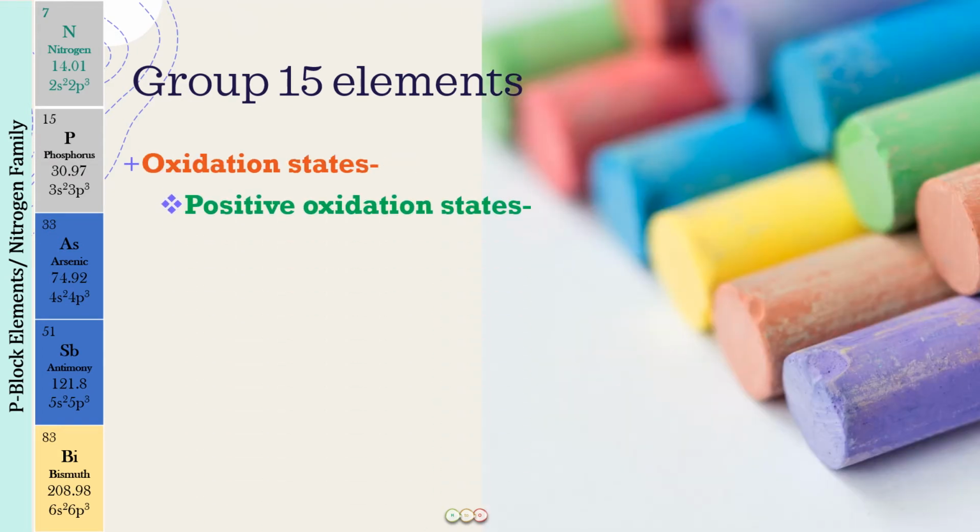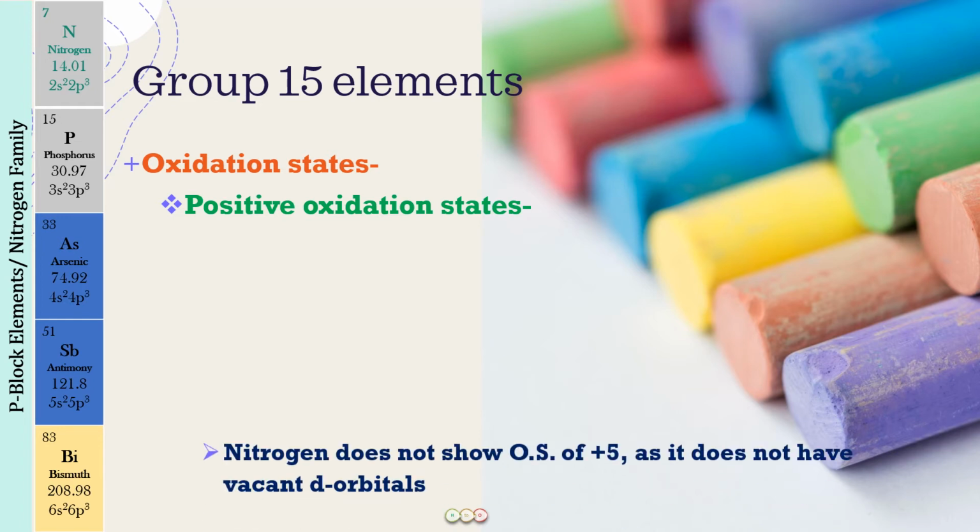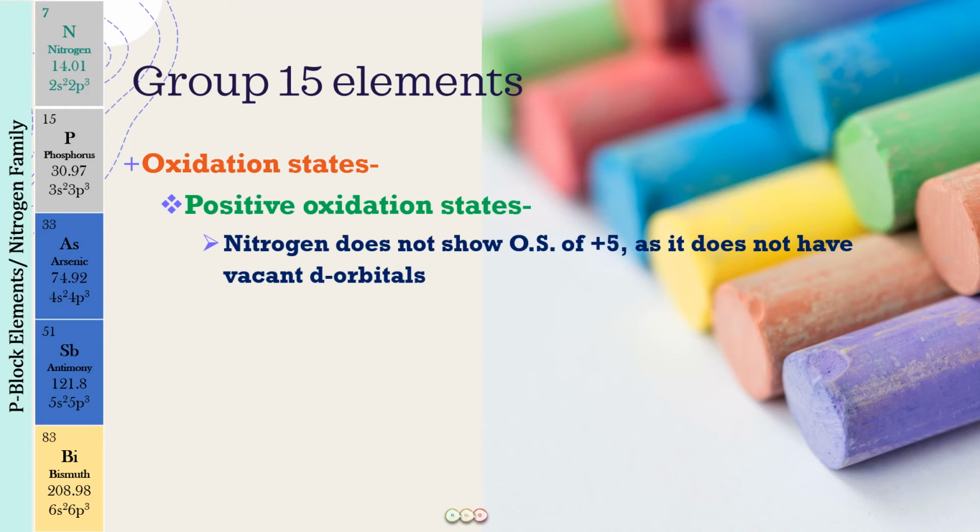So let us now quickly discuss the positive oxidation states. Now it is not going to be very difficult for you people to understand. Nitrogen, first of all, does not show the oxidation state +5 because it does not have a vacant d orbital. So if it is having repulsions from inside, then also it is not going to be affected by it because it does not have a home to go to. It does not have a d orbital where it can take its electron. So nitrogen does not show an oxidation state of +5.